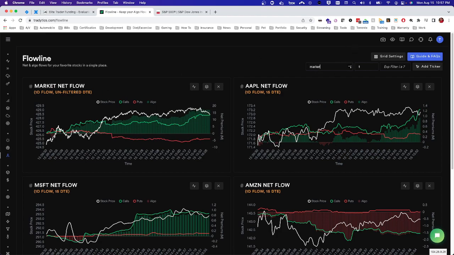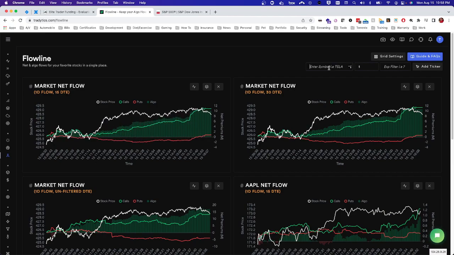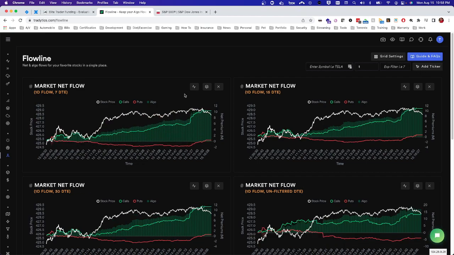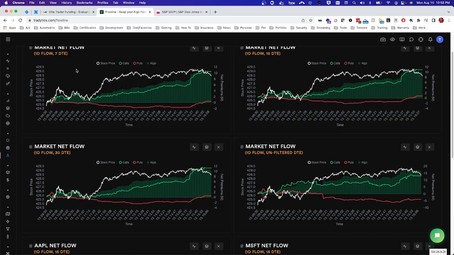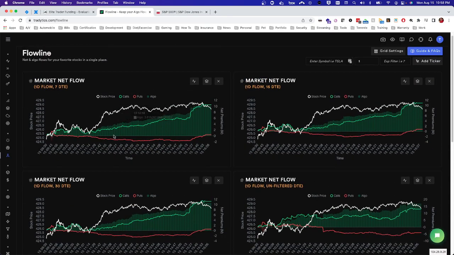And then we can do market 1 day cumulative, and we'll do 30 days. We can add that in as well. We can do market 1 day cumulative 15 days. And then lastly, we'll do market 1 day cumulative 7 days. And now what we have here is, instead of having to use that TFC tool I showed earlier, we have all the flows shown here.